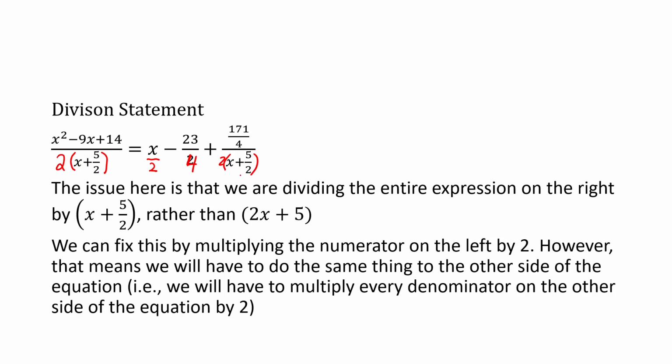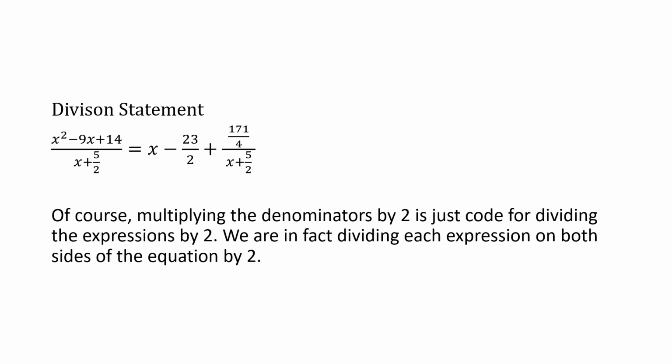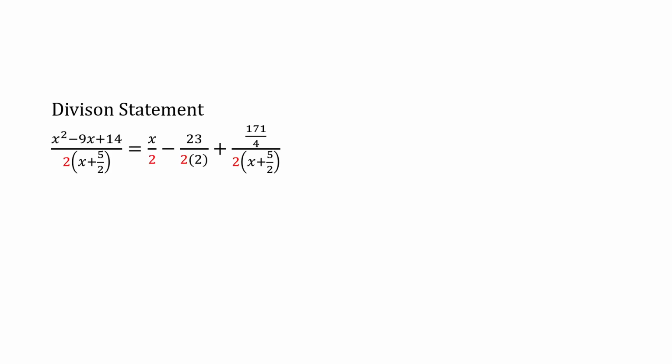Another way of saying that is, remember, multiplying a denominator by 2 is the same as dividing by 2. Another way of saying that is I divided the left-hand side by 2. So I better divide every term in the right-hand side by 2 as well. Okay? So that's what I do. I divide every single one of those terms by 2, or another way of saying that, multiply every denominator by 2, and I end up with this as my division statement.